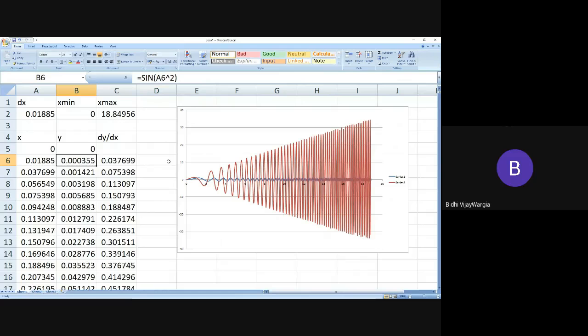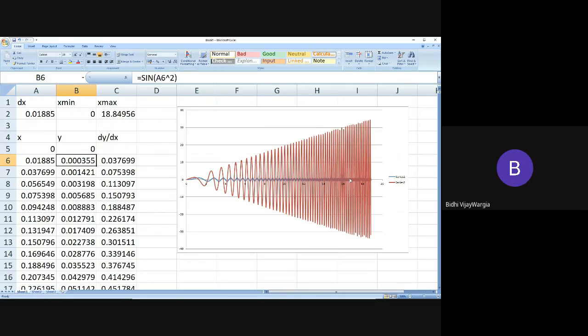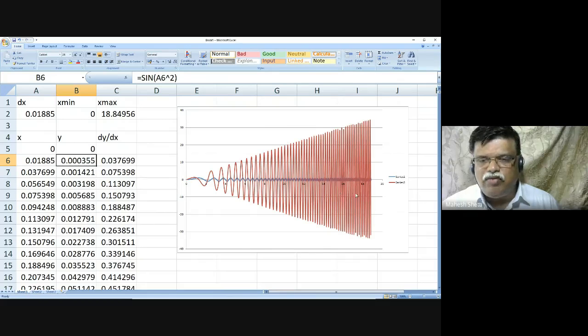See what is happening? Cos of x square into 2x. So there are two things that you observe. Cos of x square when you are doing, and as x is increasing, what is happening is, as x starts increasing, the frequency has to increase, and that is what you observe. In the beginning the frequency is less, and then it starts becoming faster and faster and faster.